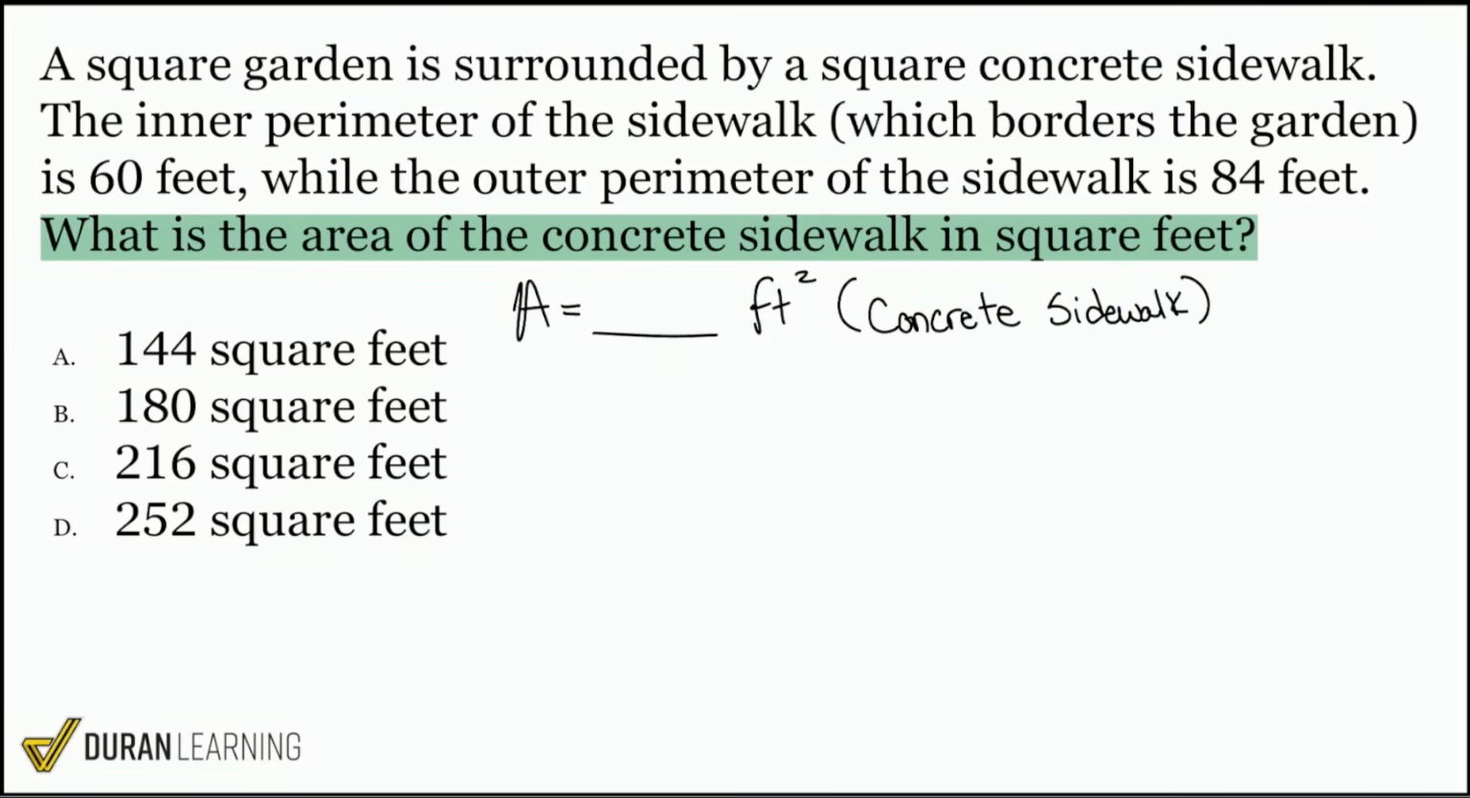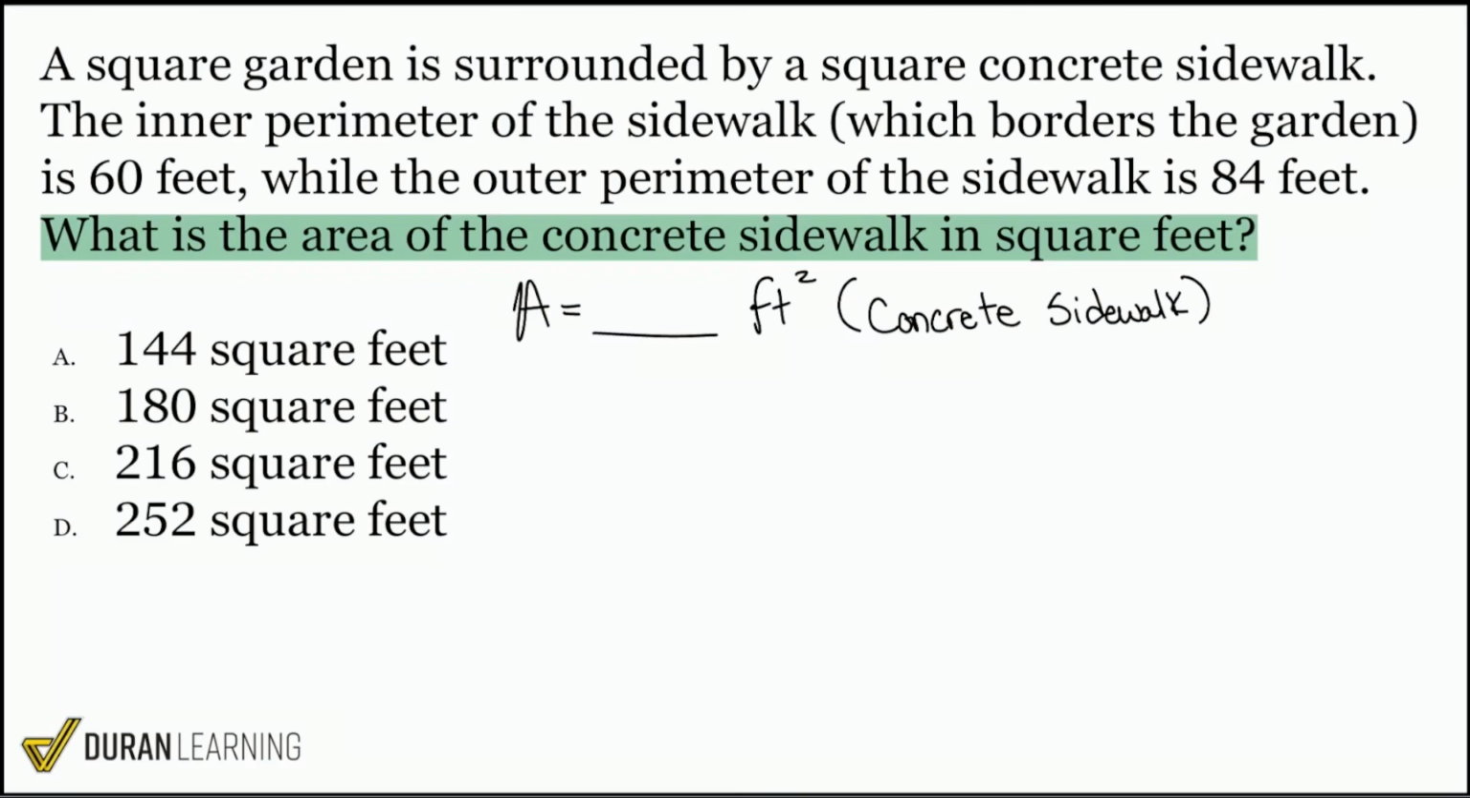All right, sounds good. So now that we're here, the way that we're going to do this is just taking it nice and slow. I see the word area given to us, so that's a pure geometry word. So we're definitely going to be utilizing a formula here. Now let's understand how we're going to use that formula. We see that it says a square garden is surrounded by a square concrete sidewalk.